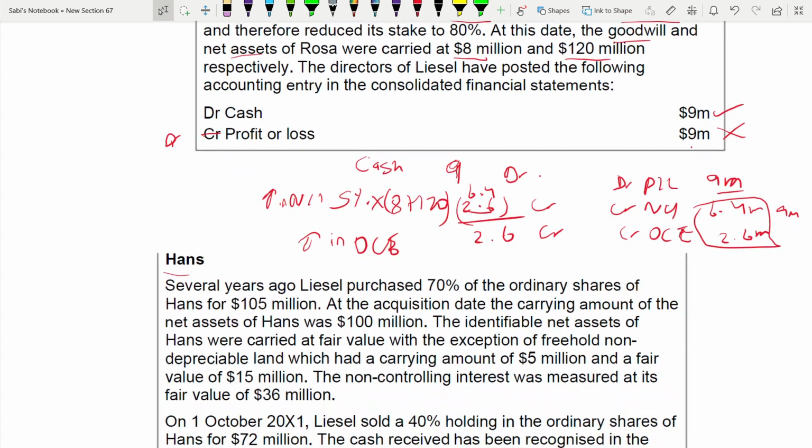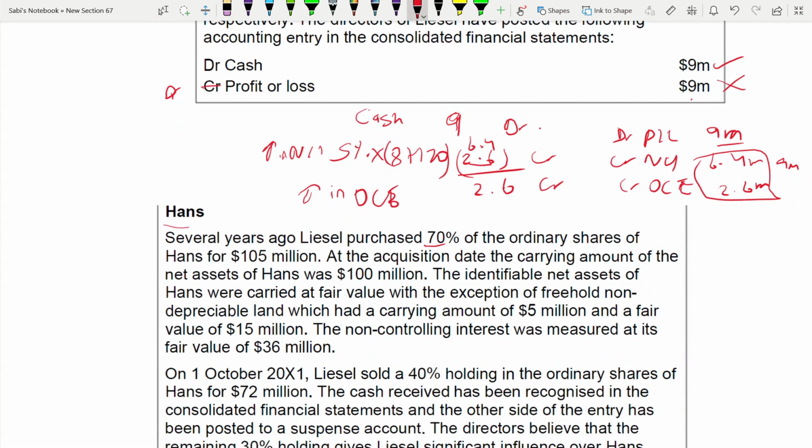Hands on the other hand purchased 70%, that means it was a subsidiary. At that date the carrying amount of net assets was 100 million. This net asset had a fair value of non-depreciable land. Carrying amount is 5 million, fair value is 15 million. This was not included there because they said with the exception, so you have to include it, you have to adjust it. NCI is 36 million.